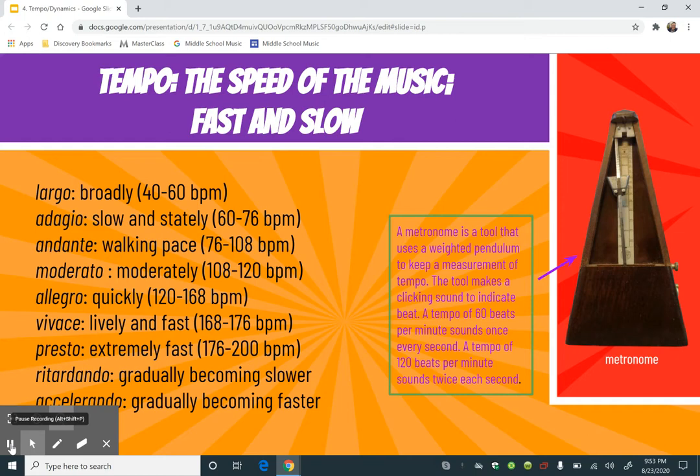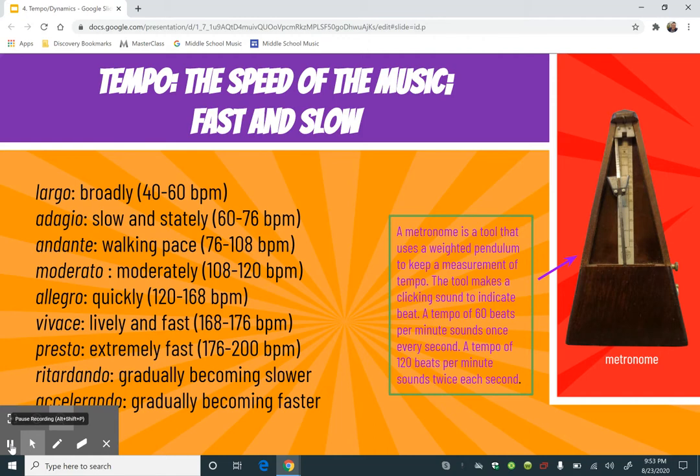On the right, you see a tool called a metronome. A metronome uses a weighted pendulum to keep a measurement of tempo. The tool makes a clicking sound to indicate beat. A tempo of 60 beats per minute sounds once every second. We know from looking at our chart that a tempo of 60 beats per minute would be labeled adagio.